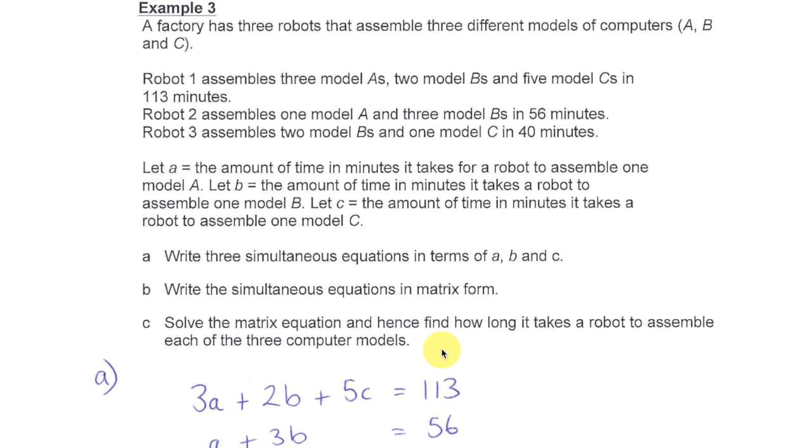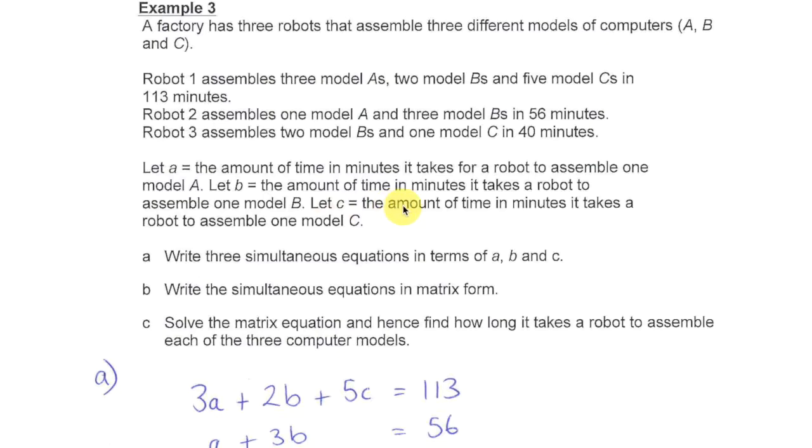So here we have example 3, and we've got ourselves a factory that has 3 robots that assemble 3 different types of computer models. And the computer models are A, B, and C. And the big assumption here is that each robot performs as efficiently as each other. So no particular robot is better at assembling any type of computer than any other robot.